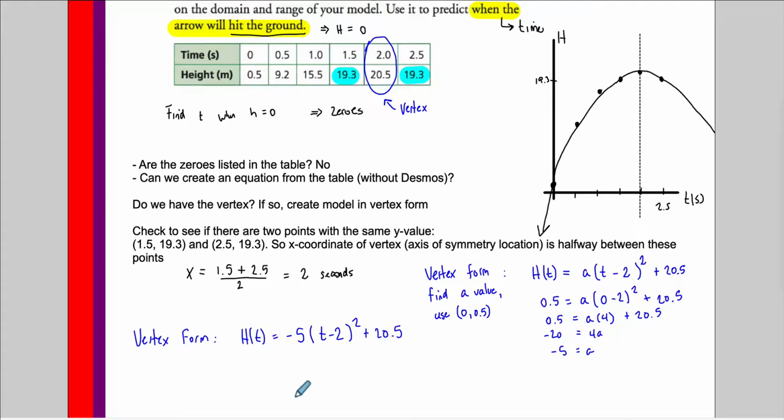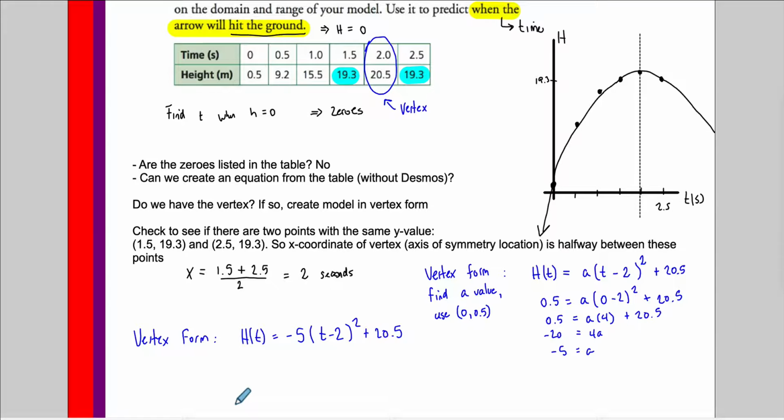Now we've done this next step a few times, so now we're in vertex form. As for how we turn this into factored form to find the zeros, we can do that in one of two ways. We can either rearrange this equation and solve for t, or, as we've done in some previous examples, we can go ahead and expand this into standard form and then either try to factor it or use the quadratic formula.